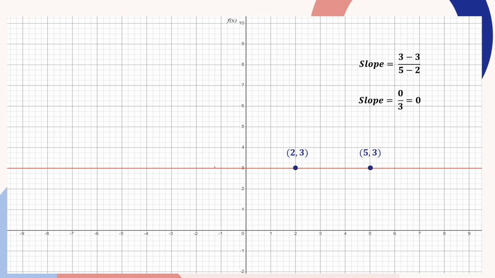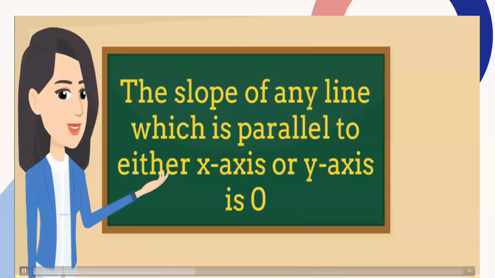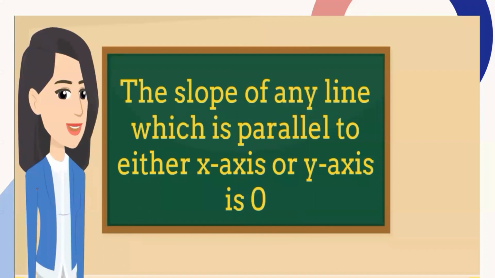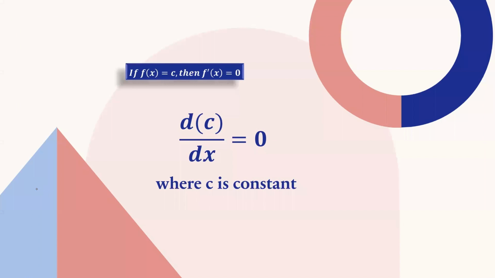Since the slope of this straight line which is parallel to x-axis is 0, in general we can say that the slope of any line which is parallel to either x-axis or y-axis is 0. So if f of x is equal to c, then f dash of x is equal to 0, where c is a constant term. Either we can say it as f dash of x, or we can say it as d of c by dx is equal to 0.